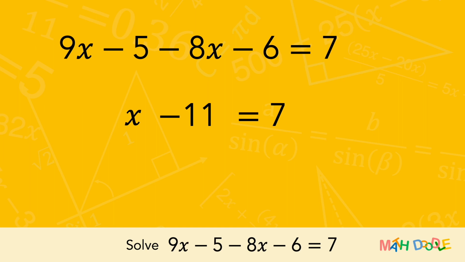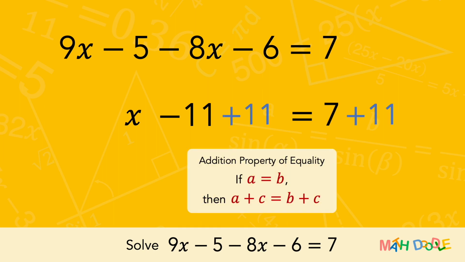Now, we are going to rewrite the equation so that the left side of the equation has only x. To do this, we must eliminate minus 11 on the left side of the equation. So, let's add 11 to both sides of the equation. Here, it is important to treat both sides of the equation equally. So, when we add a number to one side of the equation, we must add the same number to the other side of the equation.